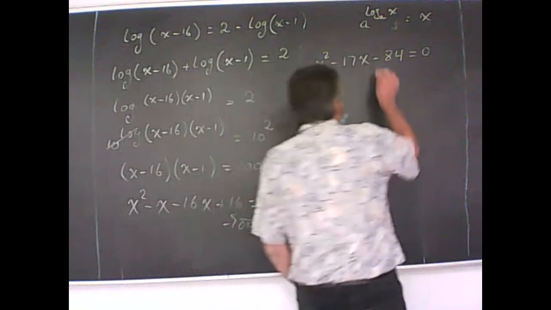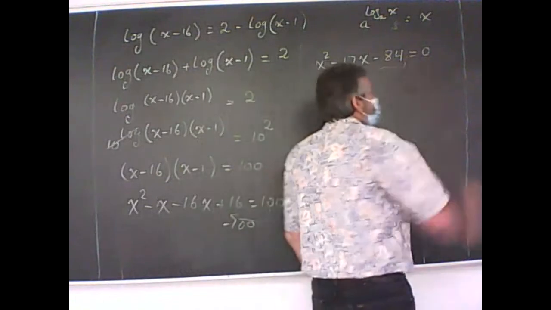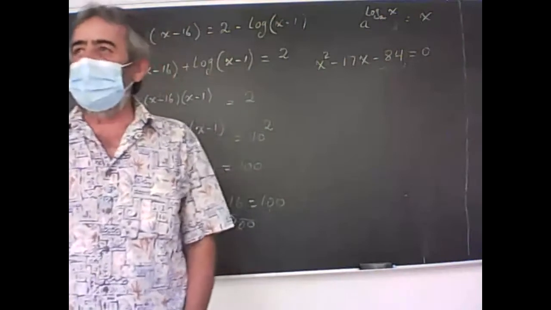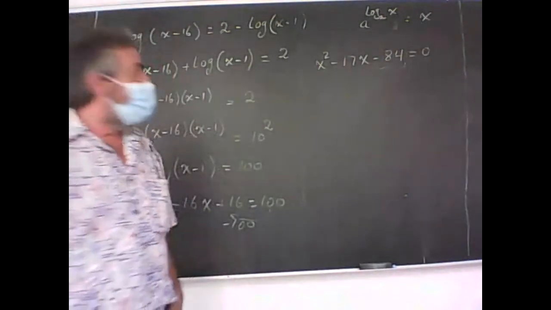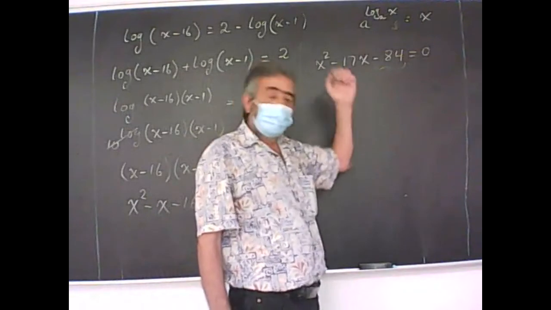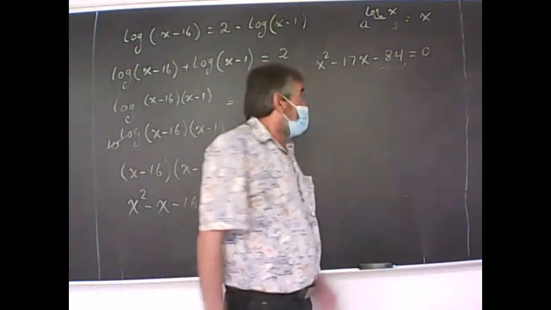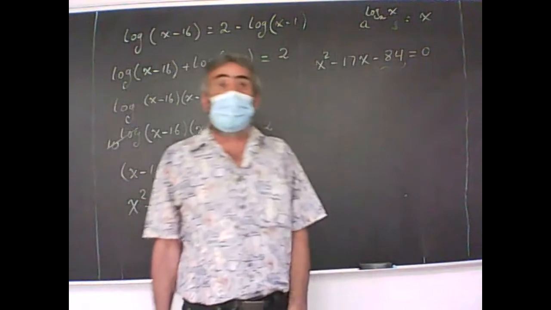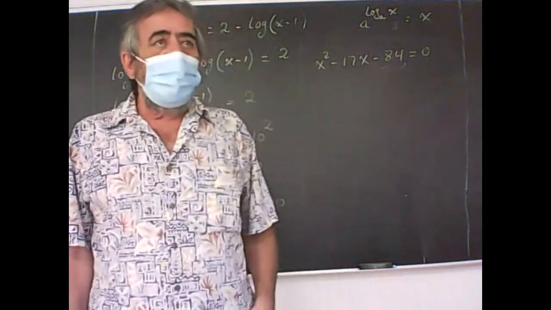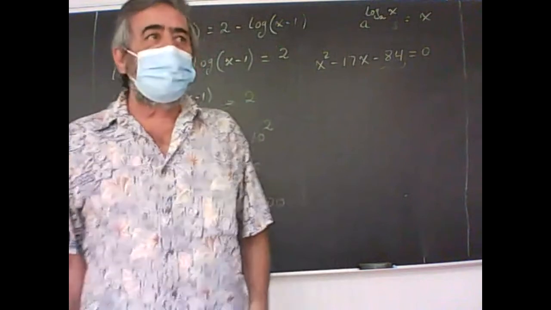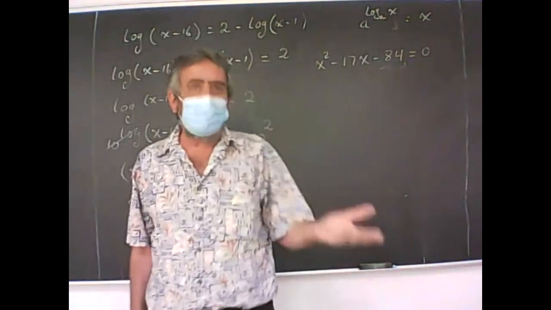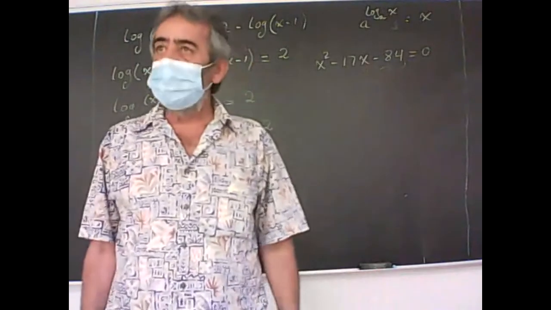What is that easy way? We can see if we can find two numbers. When I multiply them, I get negative 84, and when I add them, I get negative 17. Now, let's analyze these numbers and see what kind of numbers they are. When you multiply two numbers and get a negative, that's an indication one of the numbers must be negative. Correct?